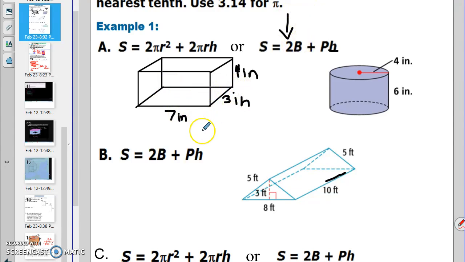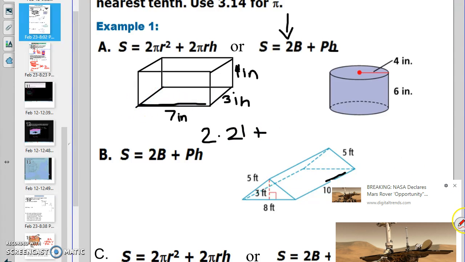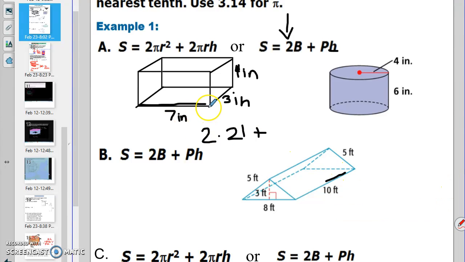So we're going to do 2 times the area of the base, which is 7 times 3, which is 21, plus perimeter of the base, which is 7 plus 3 plus 7 plus 3, which would be 14 plus 6 is 20. That's the perimeter of the base. And then h is the height of this whole thing, so the height is 4.